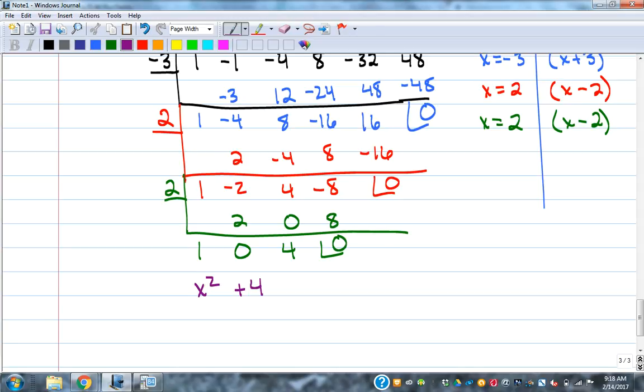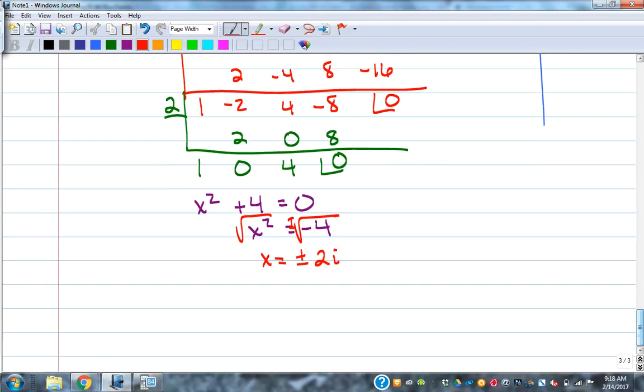So I've done synthetic 3 times, and I've got it down to a quadratic. So how can I get the other zeros from there? I could set it equal to 0, and turns out though it's imaginary. We know how to do that. Not just i, but 2i. So this section doesn't find that one.